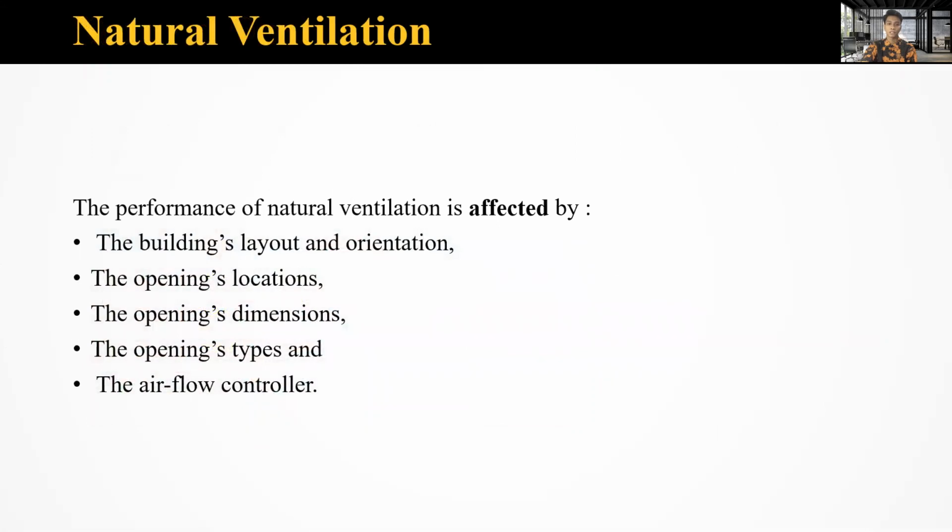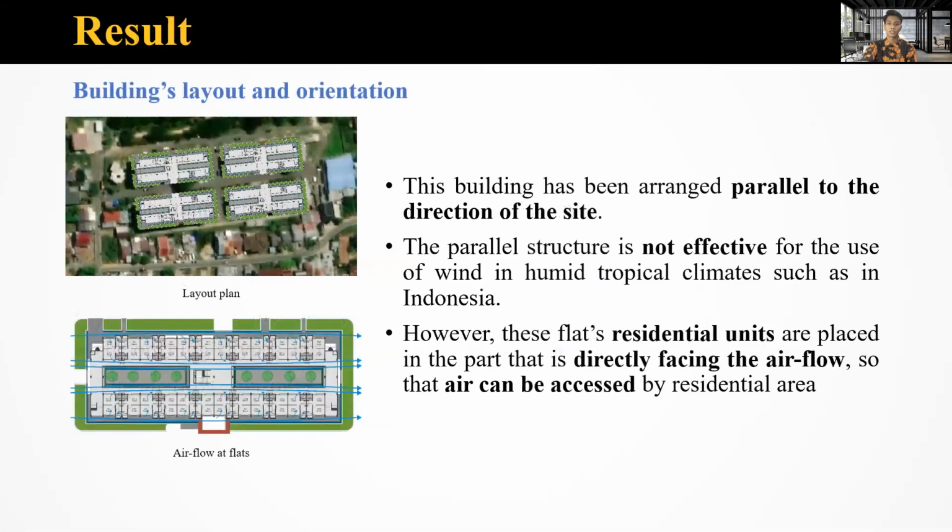The performance of natural ventilation is affected by the building layout and orientation, the opening location, the opening dimension, the opening type, and the airflow controller. This building has been arranged parallel to the direction of the site. The parallel structure is not effective for the use of wind in humid tropical climates such as in Indonesia. However, these flat residential units are placed in the part that is directly facing the airflow, so that air can be accessed by the residential area.